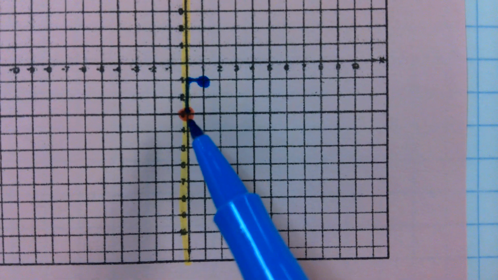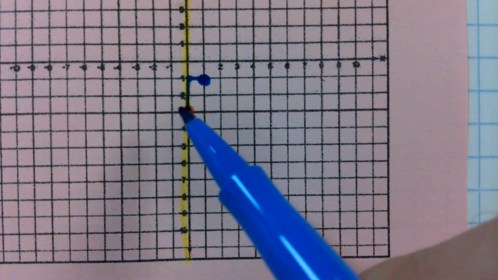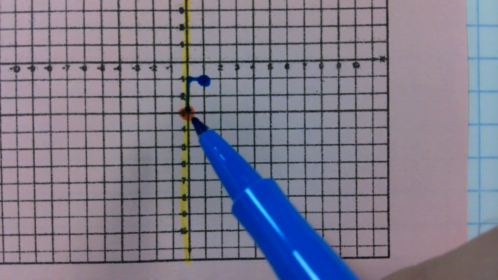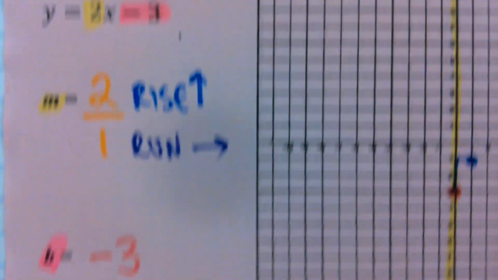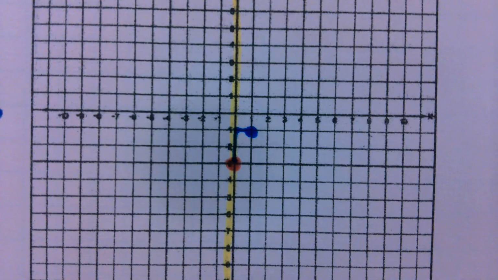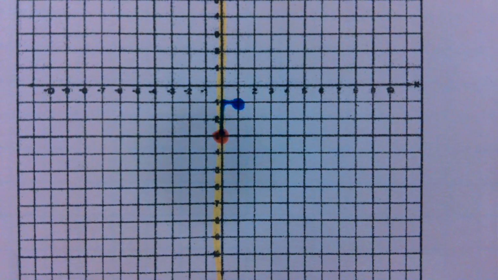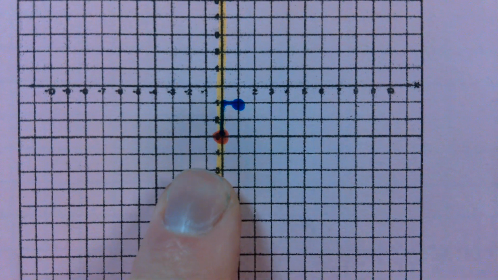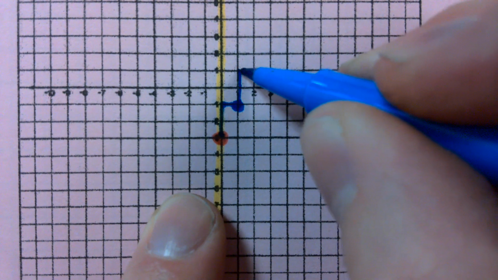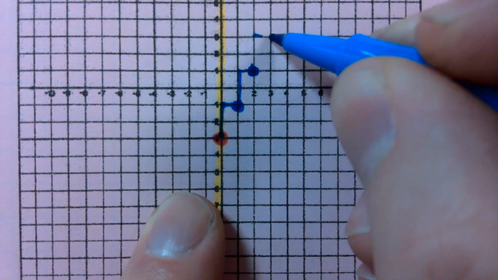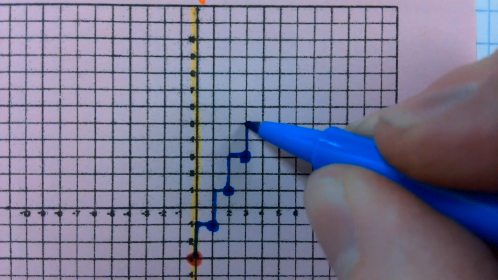We began right here. The red point? It's on negative 3, because my b is negative 3. Yeah, we begin at negative 3. So that's our starting point, right? All right? So we rose 2, ran 1. I'm going to keep going. I'm going to rise 2, run 1, make a point. Rise 2, run 1, make a point. And we're going to follow that pattern as far as we can go.